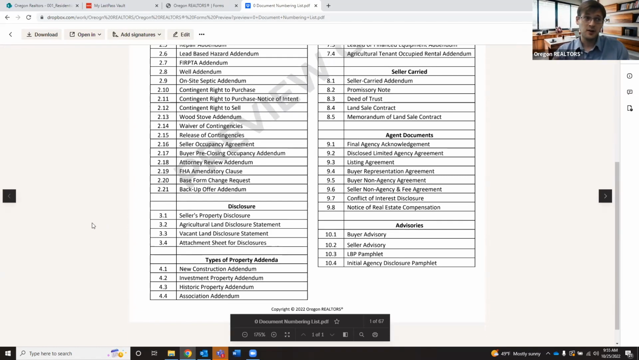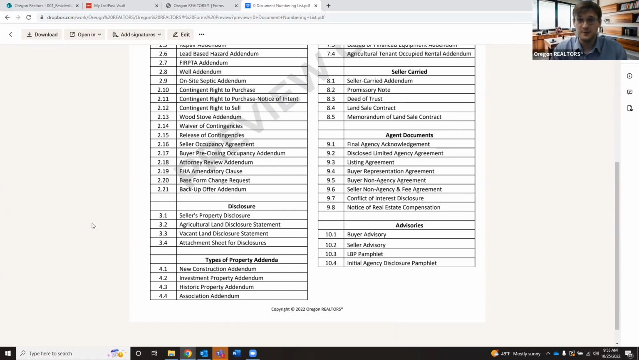The 3.0s are disclosure documents. We have the seller's property disclosure. We know you hate it. We apologize. We can't change it. It's statutory law.